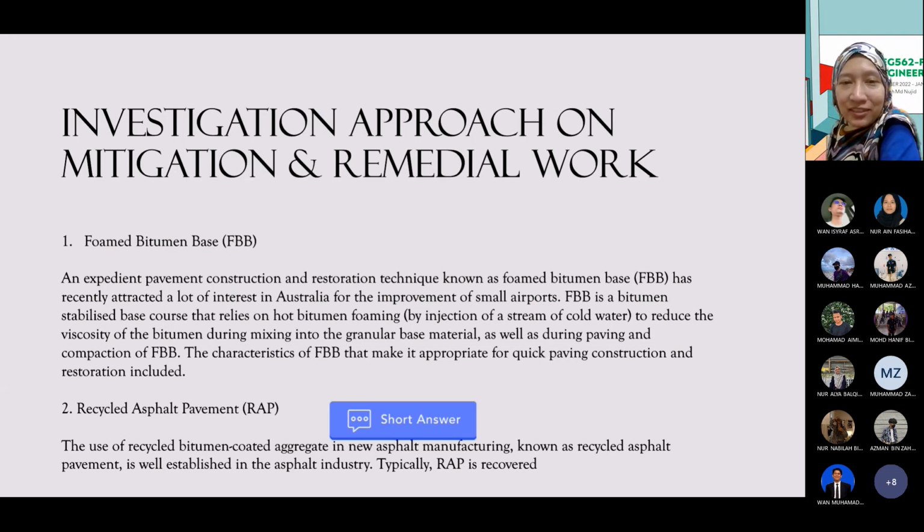Does it mention on the paper? Yes, but, hmm? Tak sempat nak masukkan. Okay, never mind.